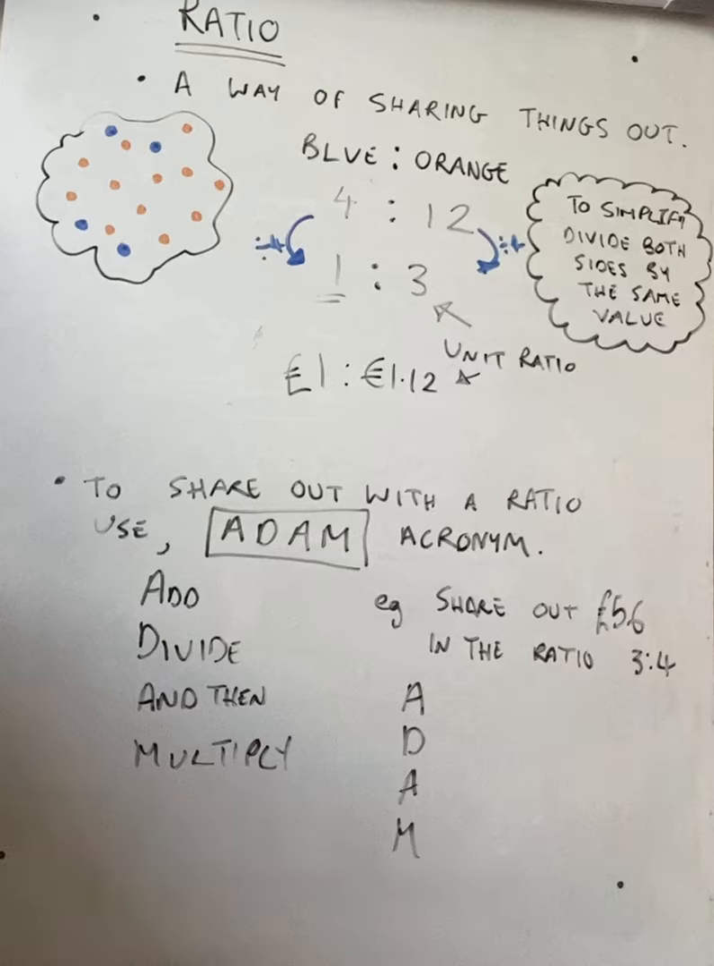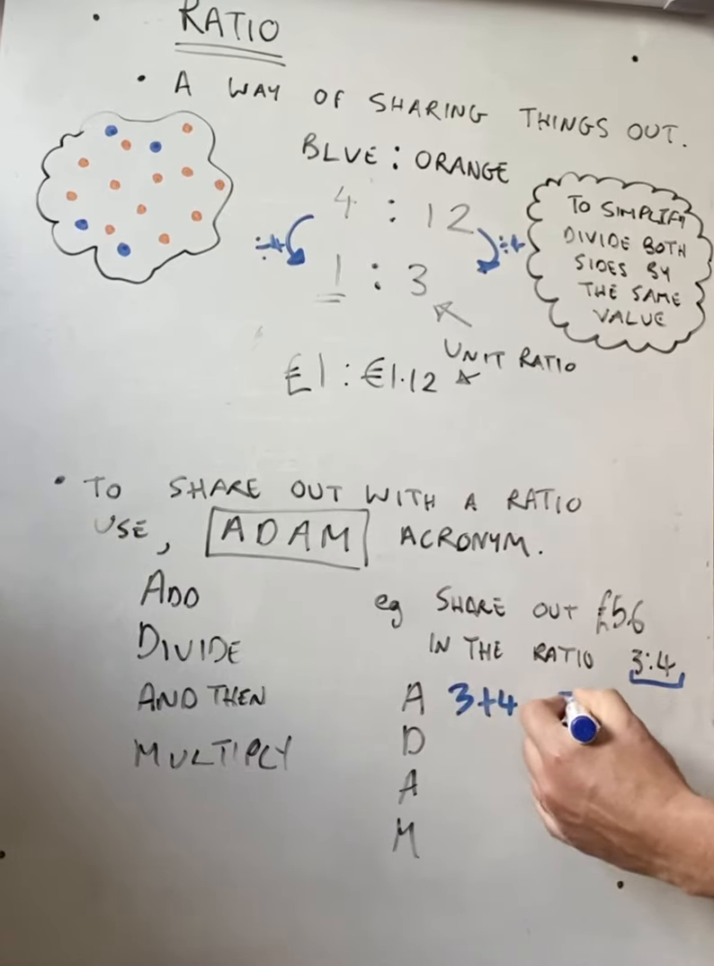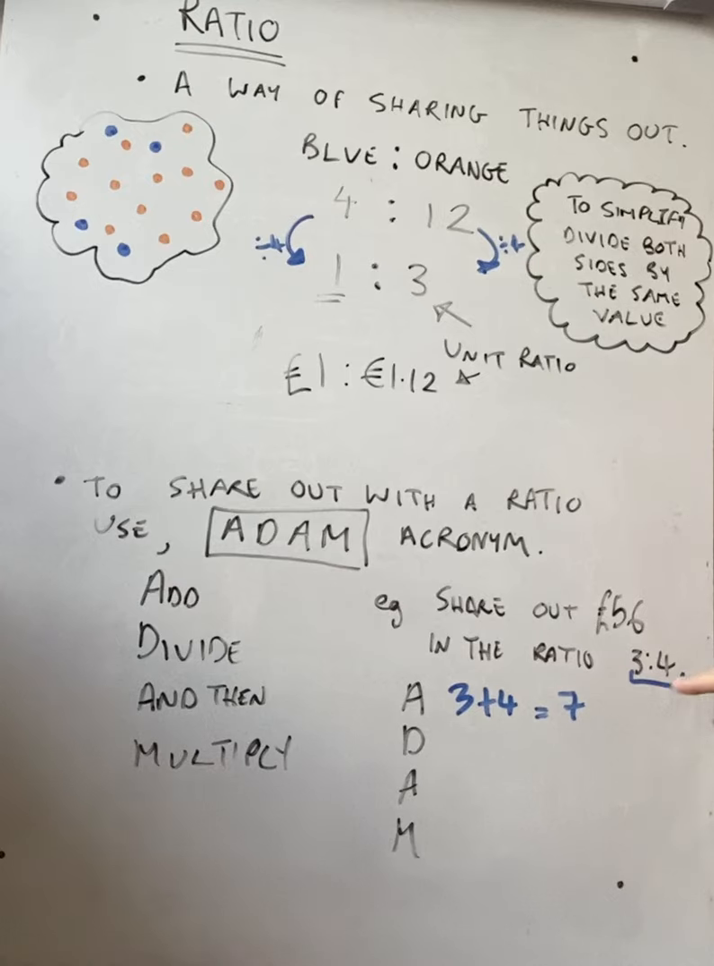Okay, so the add bit means we're adding up the 2 or more piles of ratio that we're trying to share out. So we're going to do 3 plus 4, which gives us 7. Because that means that for every 3 parts somebody's getting, the other person's getting 4 parts, which means we need 7 parts or 7 things every time we use and apply that ratio.